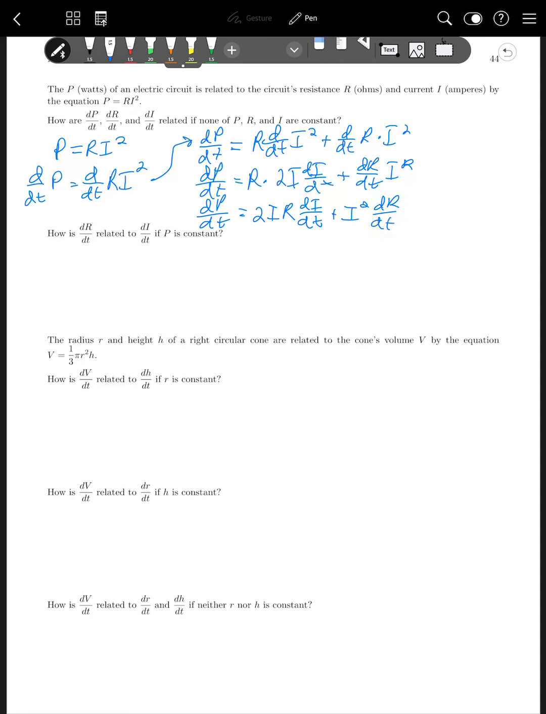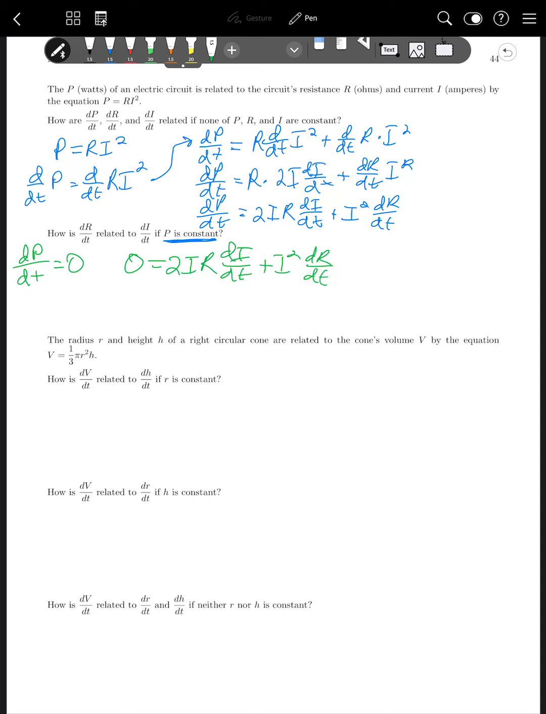Now, one of the interesting things that happens with these is, what if one of them is a constant? So if I look down here, how is dR/dt related to dI/dt if P is constant? Well, what is the derivative of a constant? We talked about this before. The derivative of a constant is 0. So to do this part, if P is constant, then dP/dt is 0. So I could just use this formula I already have, and we get 0 equals 2IR dI/dt plus I squared dR/dt.